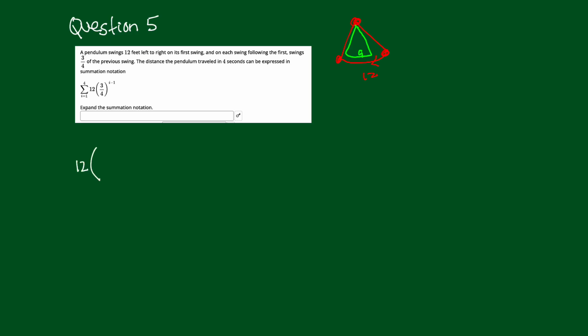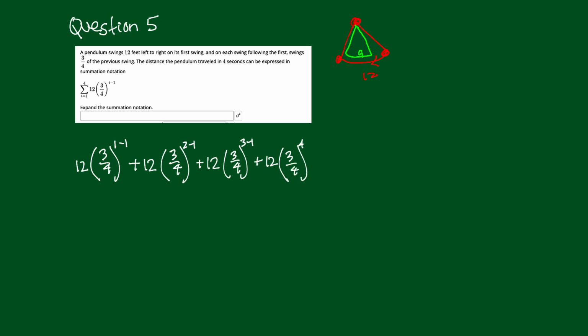We're going to have 12 times 3/4 to the 1 minus 1, plus 12 times 3/4 to the 2 minus 1, plus 12 times 3/4 to the 3 minus 1, and then plus 12 times 3/4 to the 4 minus 1. Let's fix this up a bit. This is going to be 12 times 3/4 to the 0. We know that'll give us a 1. Plus 12 times 3/4 to the first, plus 12 times 3/4 to the second, plus 12 times 3/4 cubed.